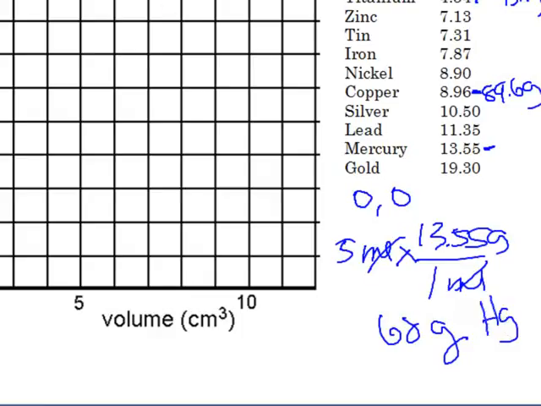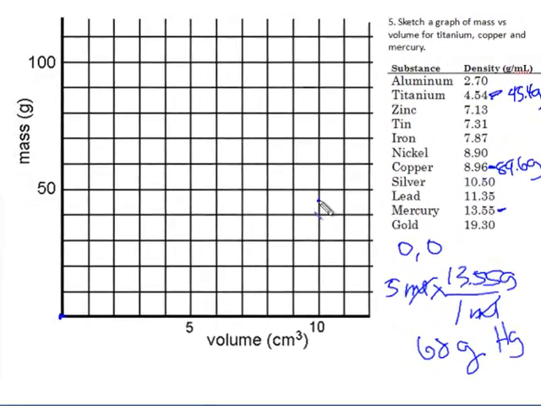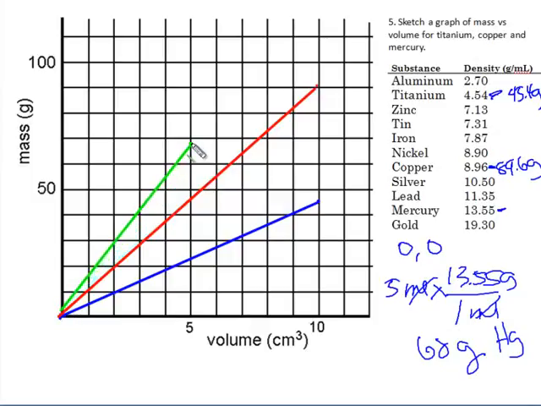Okay, now that we have our points, we can make our lines. Titanium first: 10 milliliters is 45, so that's going to be about right here, and I can then make my line. That's going to be titanium. And let's make copper red. Copper will have about 90 grams, so that's going to be about right here. And that's copper. And I will make mercury, let's say green. For mercury I'm going to be plotting from 5 milliliters at 68. So this is 50, 60, 70, let's say about right here. And I can make that my mercury line.